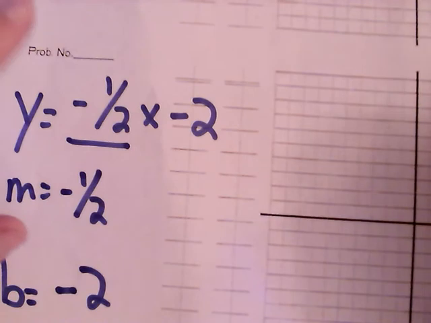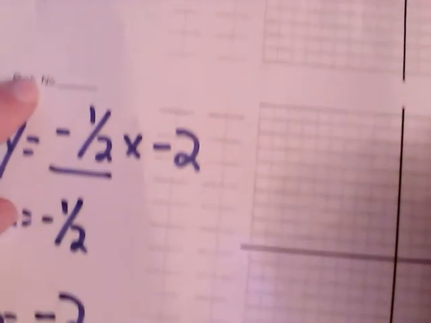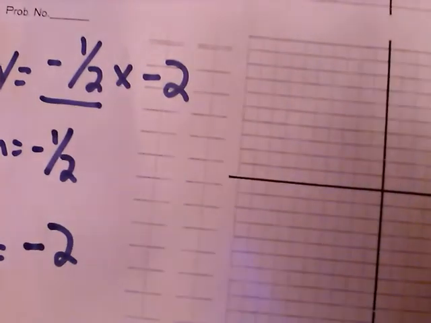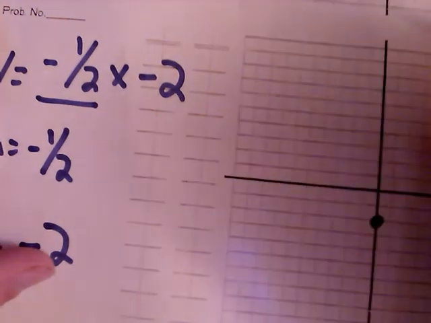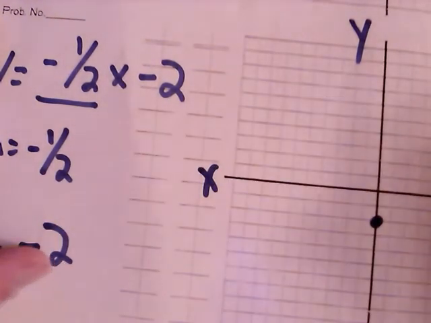So, in the first one we did, slope was positive, which means if we read from left to right, it increases. So looking at this example, we're going to plot our point at negative 2. So it's right there. Remember, this is y and that's x.